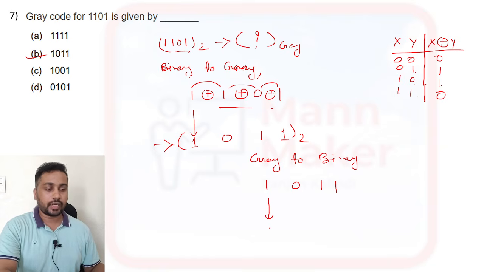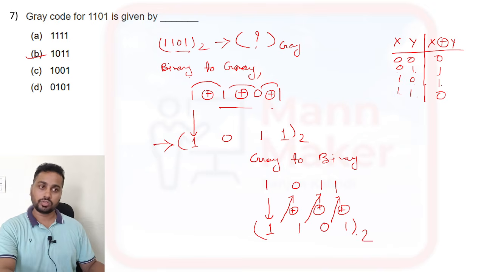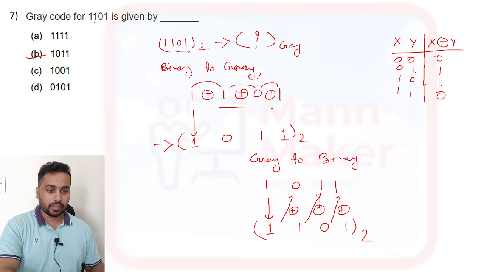Here the MSB you need to write as it is, so it is 1. Now you need to put XOR operation in between these two. 1 and 0. So 1 XOR 0 is what? 1 XOR 0 is 1, so it will be 1. Now again you need to apply XOR operation between the next two. So 1 and 1, 1 XOR 1 is what? 0, so it is 0. Again you need to apply the XOR operation from here to here, so 0 and 1. 0 XOR 1 is what? 1. So now you can see we got the binary number 1101 as we have here. So like that you need to do binary to gray and gray to binary. All right.